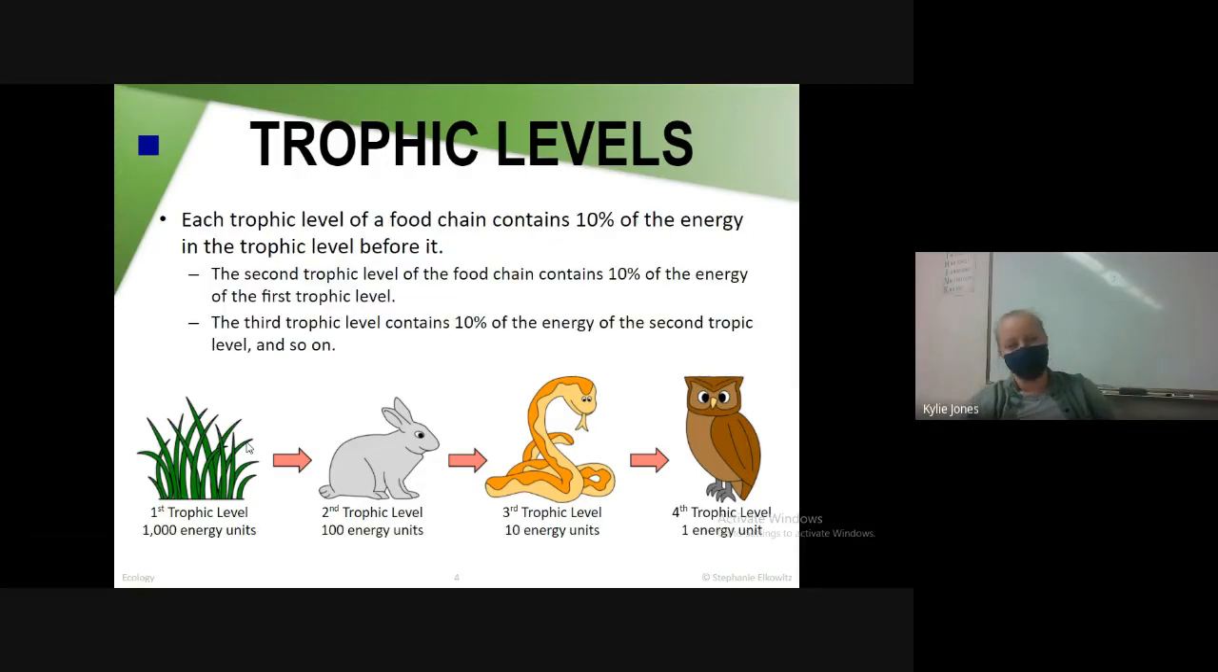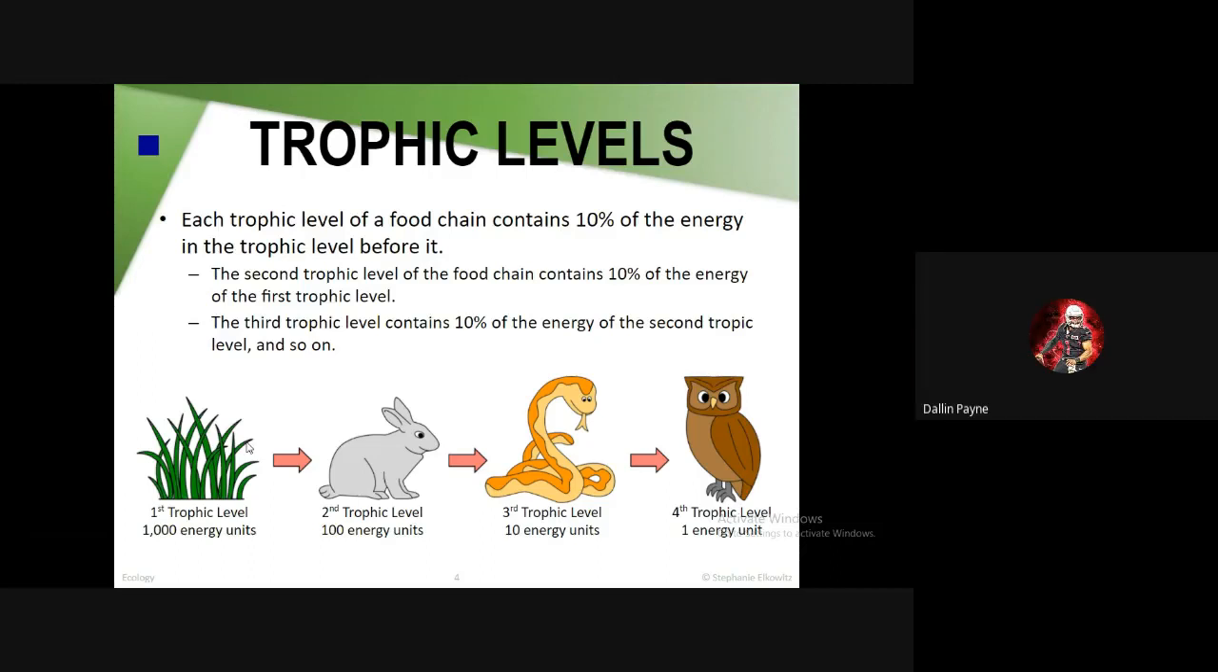Each trophic level of a food chain contains 10% of the energy in the trophic level before it. So the second trophic level of the food chain will contain 10% of the energy that the first trophic level had. The third trophic level will contain 10% of the energy that the second trophic level had, and so on. So it's always going down by 90%, basically. Being reduced by a power of 10.